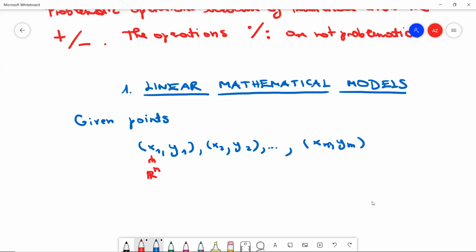For example, x1 is 1, 0, 2, and so on. So it's an n-tuple. And y will be just a value, so the y's will be real numbers.